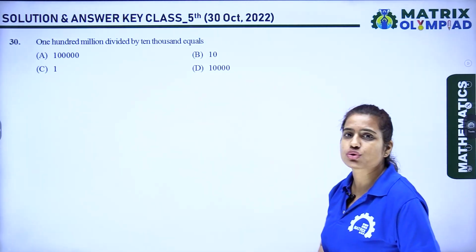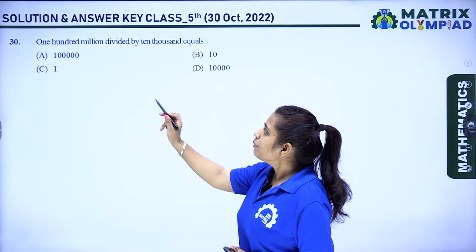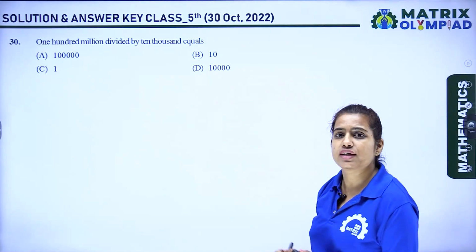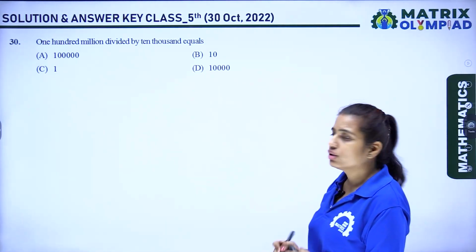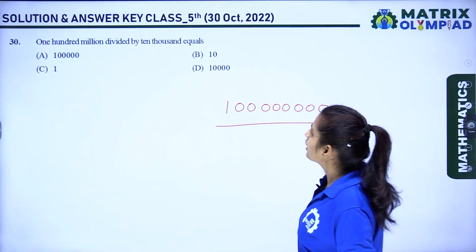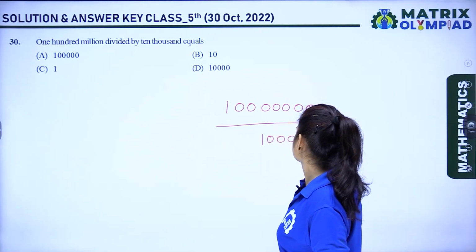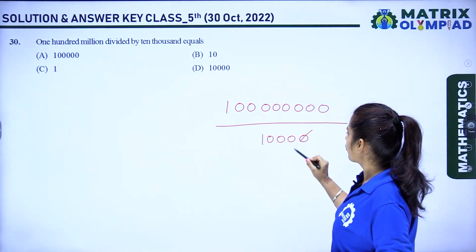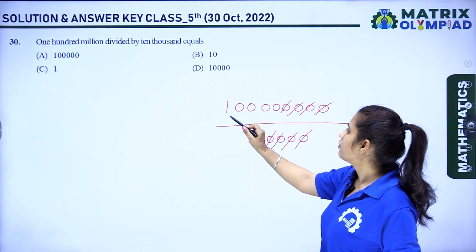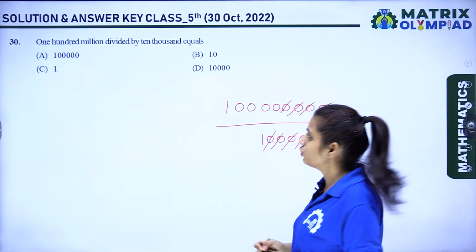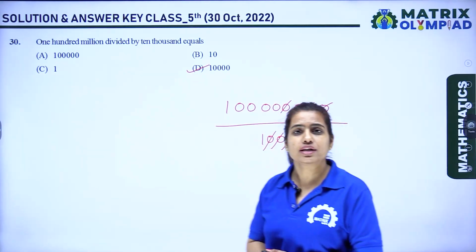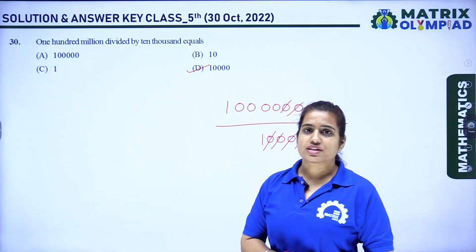Now the last question, that is 100 million divided by 10,000 equals. So here first of all we have to write down 100 million. So divided by 10,000. So here 1, 2, 3, 4. 1, 2, 3, 4. What is left with us? We are left with 10,000. So here option D is the correct answer. I hope you all understood these questions.